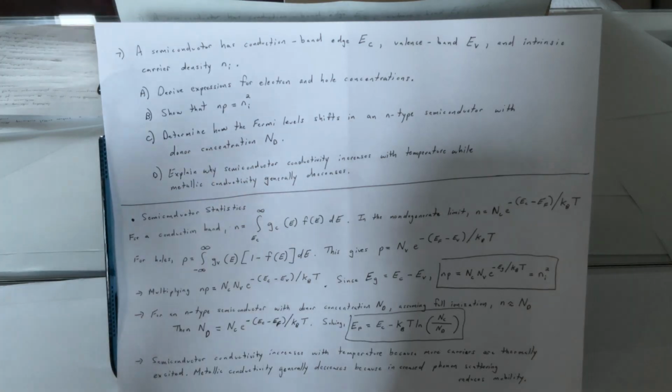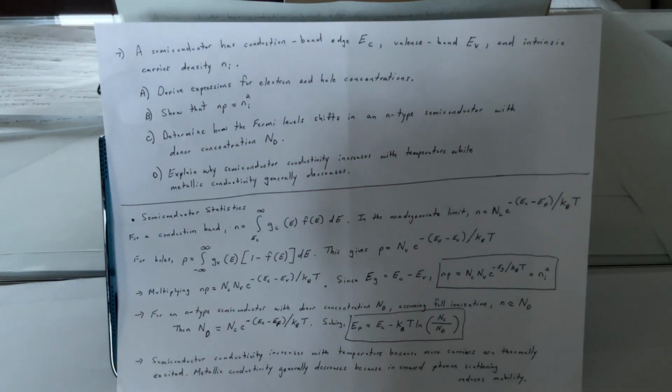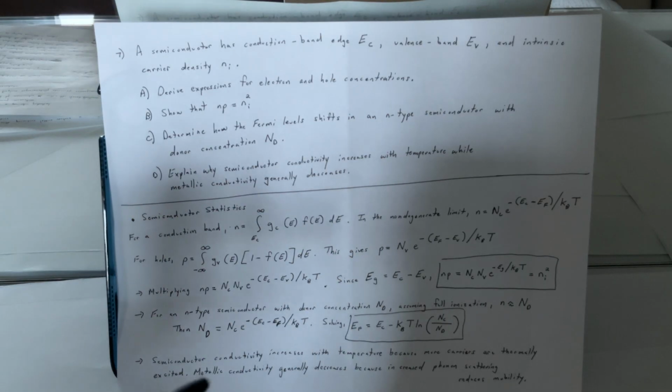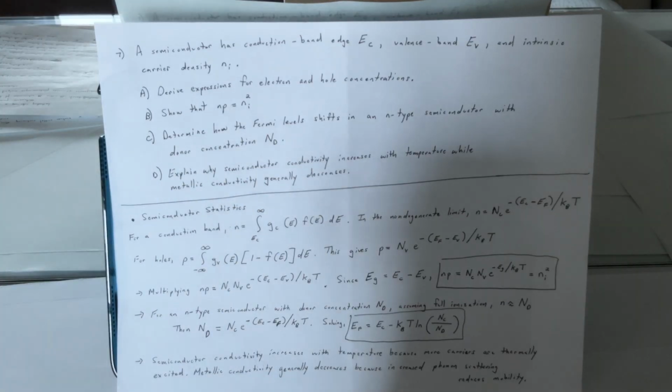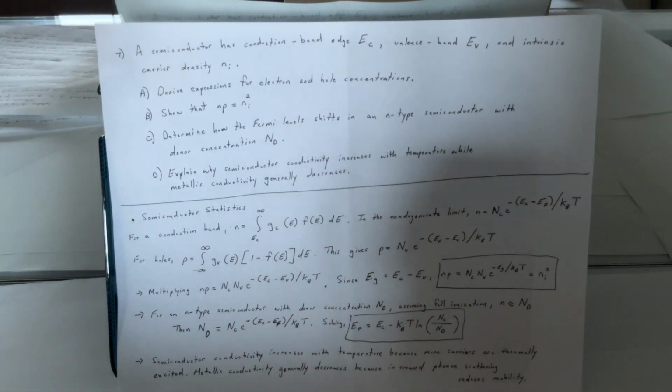So in part D, semiconductor conductivity increases with temperature because more carriers are thermally excited, and metallic conductivity generally decreases because increased phonon scattering reduces mobility. Okay, so that's for number 7, and let's move along to number 8.